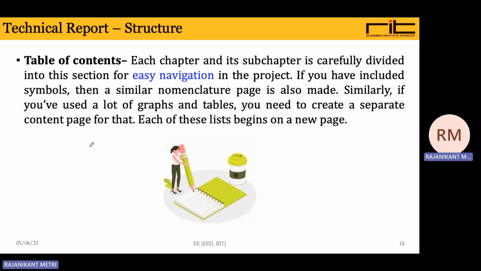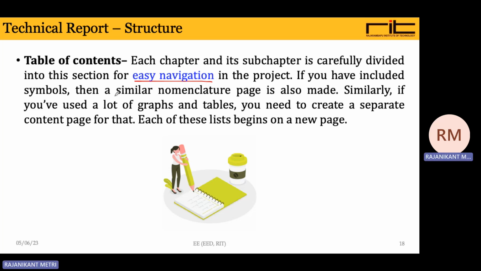Next is table of contents. This is a general word, but it contains a lot of things. Each chapter and its subchapters, sections, and subsections are divided, and all of those should be mentioned with page numbers. This is for easy navigation when a reader is referring to your document.